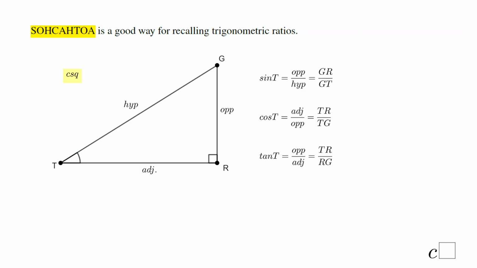This is a short way to remember these trigonometric ratios, SOHCAHTOA. And if you notice, sine, opposite over hypotenuse; cosine, adjacent over hypotenuse; tangent, opposite leg over adjacent leg. And you see that also here for this example.